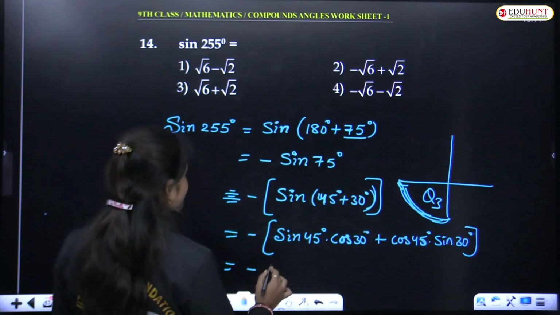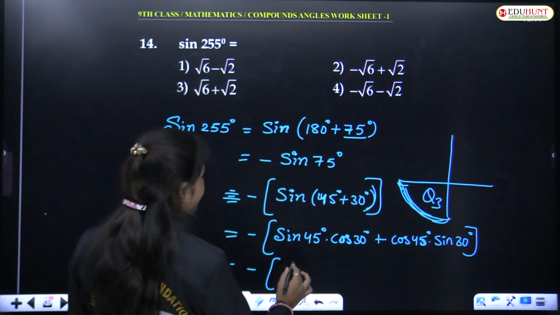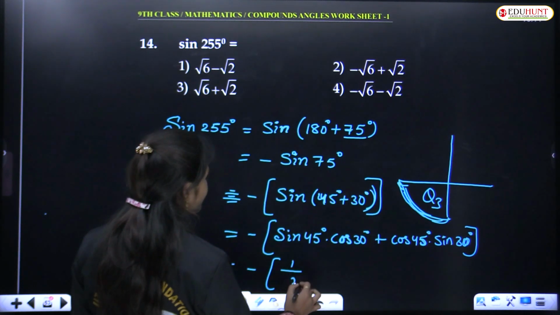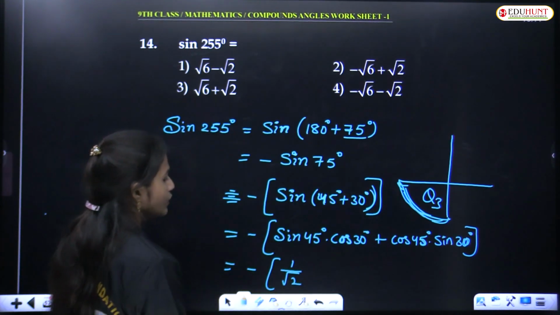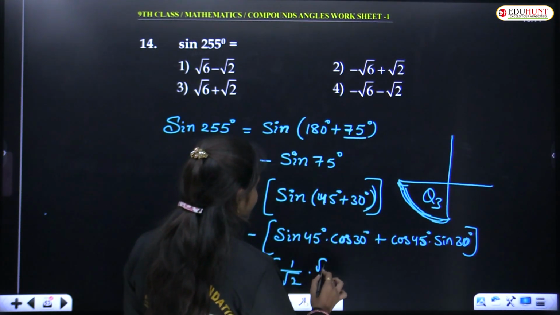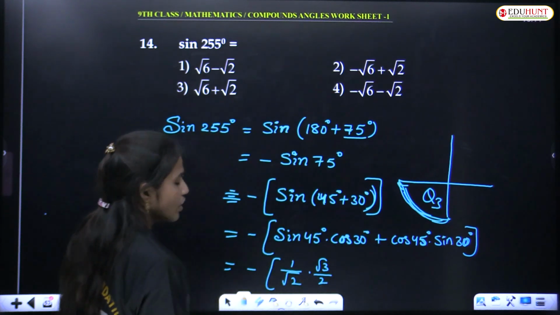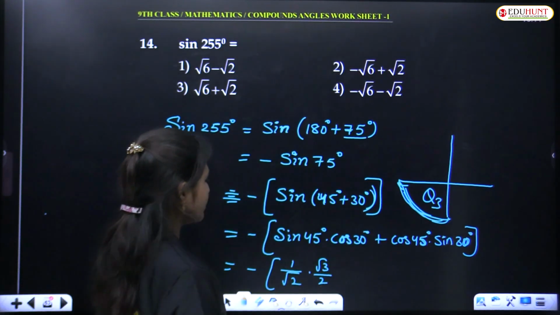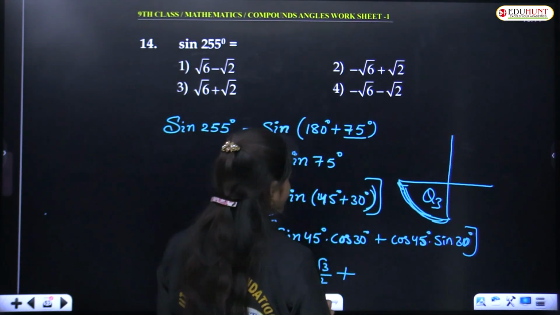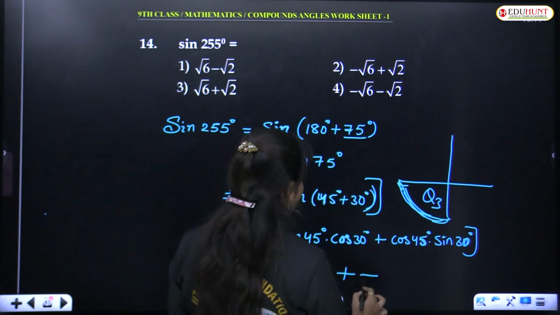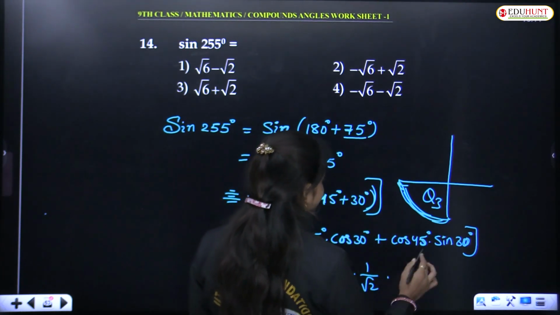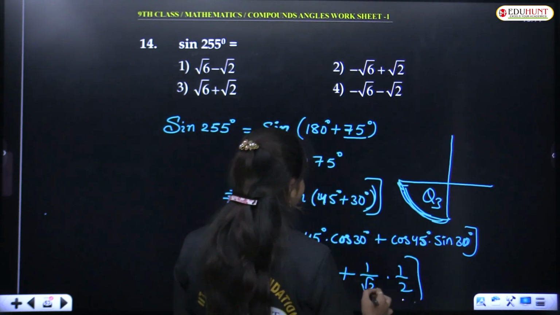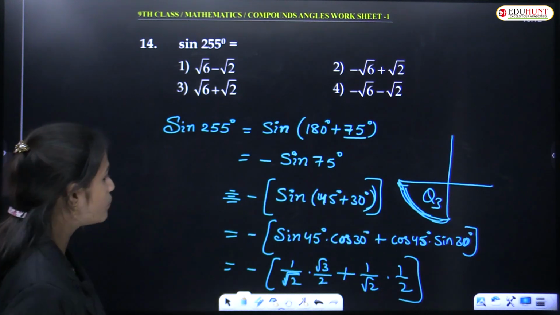Which is equal to minus of sine 45, which is 1 by root 2, and cos 30 degrees is root 3 by 2. So we have to learn all these values. Then cos 45 degrees is again 1 by root 2, and sin 30 degrees is 1 by 2.